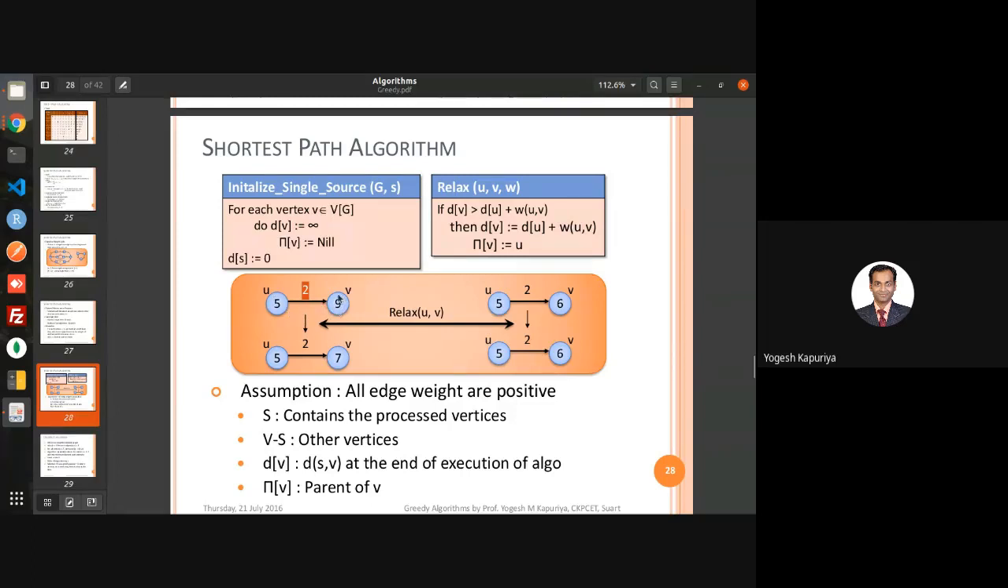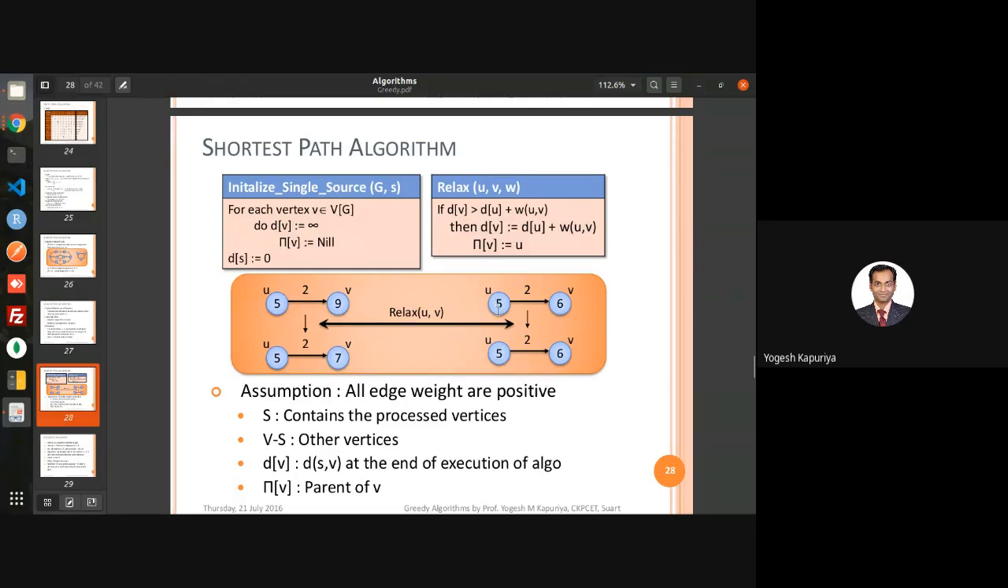So if I want to compute the shortest distance via uv, then you have 5 plus 2, that is 7. 7 is less than 9. So that means after relaxing this edge, the shortest distance will be changed to this. But this will not be the case every time. Let us consider this example.